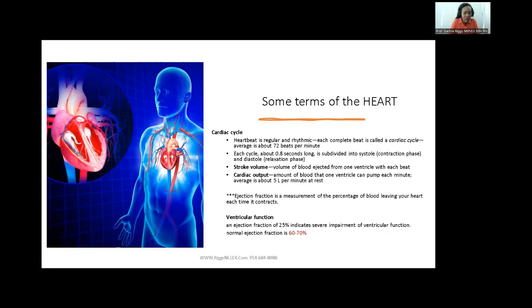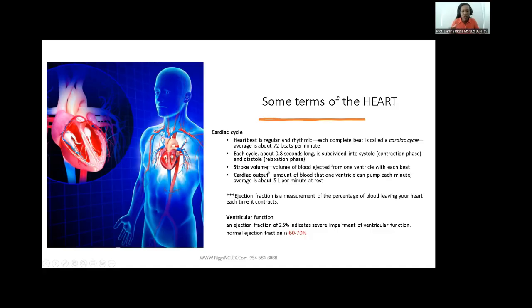Every time you have a complete beat, that's a cardiac cycle, right? Complete beat. And the average we want is 72, but I know you memorize 60 to 100, yes, but the average we want is 72, which is great. So you also need to understand the word stroke volume.